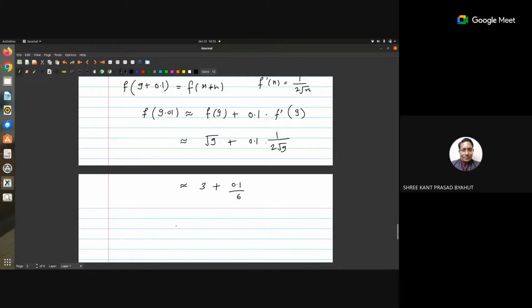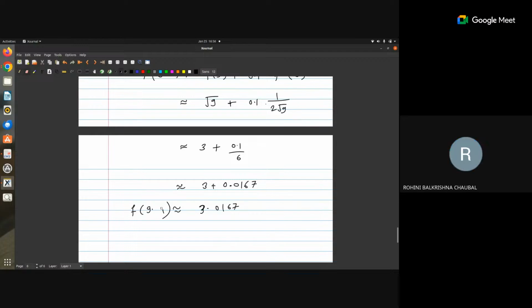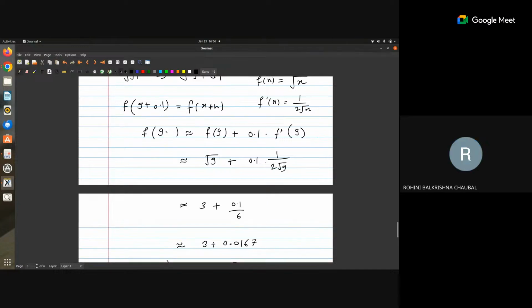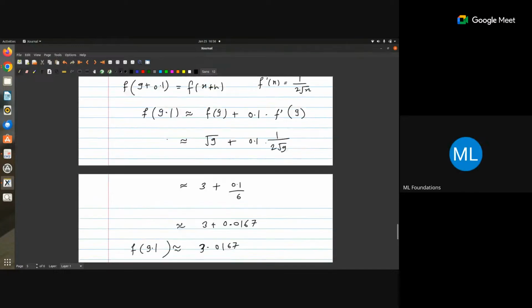So this is 3 plus 0.1 by 6. How much is 0.1 by 6? It is almost 0.0167. So the value is 3.0167, up to 4 decimal points, and that is the value for 9.1. Here also I made a mistake, I guess.